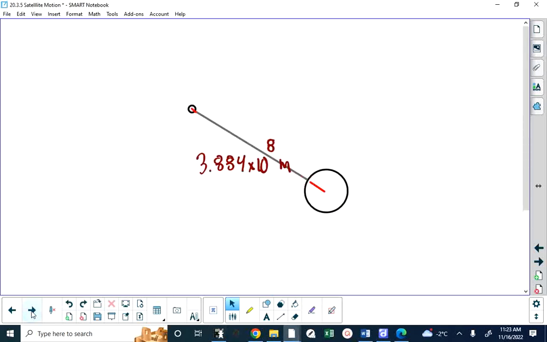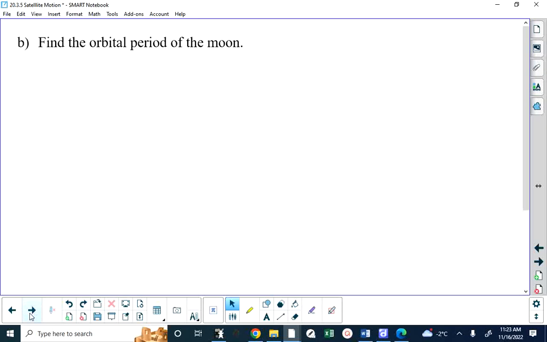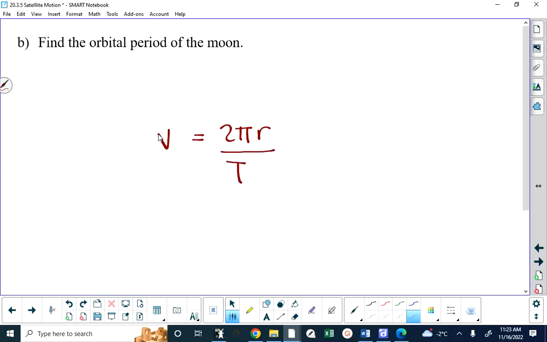All right, we have one more question of interest here with the moon. What is the orbital period of the moon? How long does it take the moon to go around once? We have an idea. It's about a month, about 28 days. But how can we find that? Well, now that we know the speed, we can use the formula for centripetal motion, speed equals 2 pi r over t.